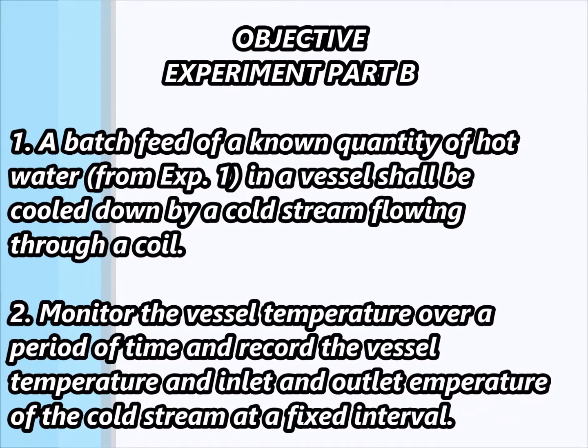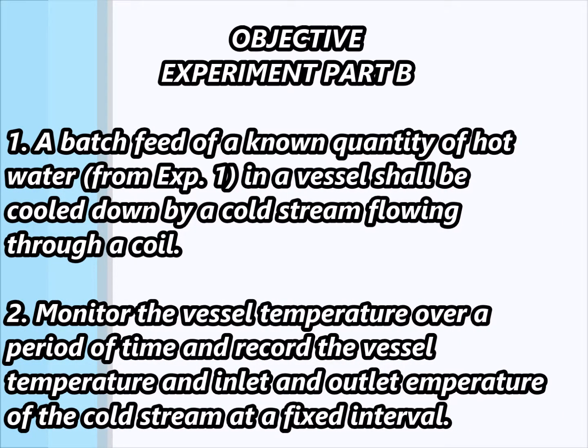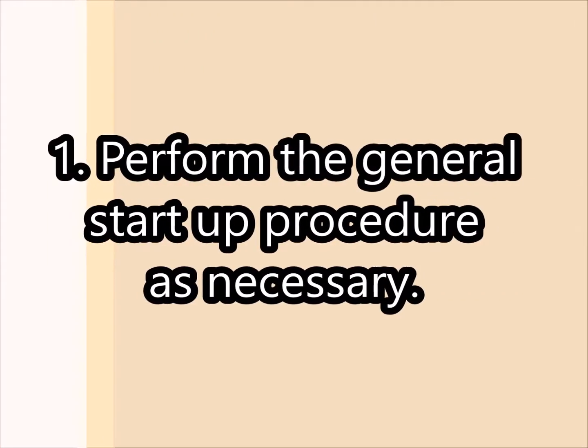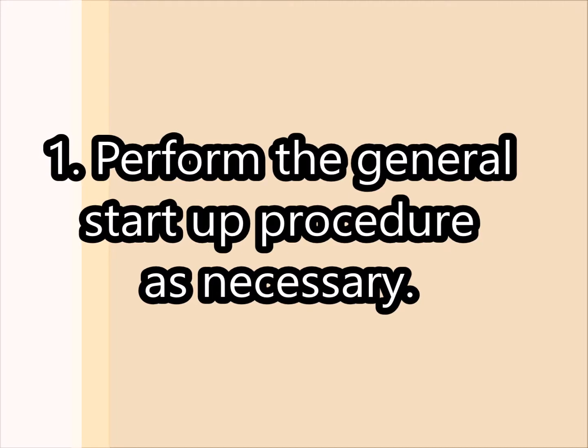Objective Experiment Part B. First, a batch filled of a known quantity of hot water from Experiment 1 in a vessel shall be cooled down by a cold stream flowing through a coil. Second, monitor the vessel temperature over a period of time and record the vessel temperature and inlet and outlet temperature of the cold stream at a fixed interval. Perform the general startup procedure as necessary.